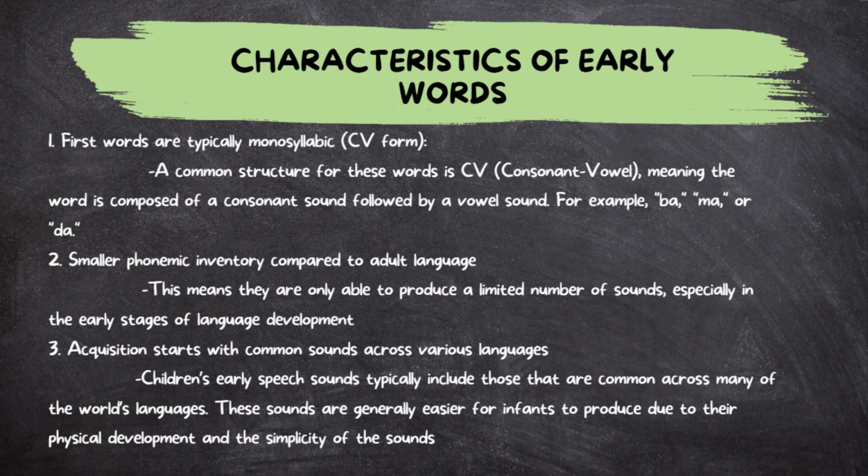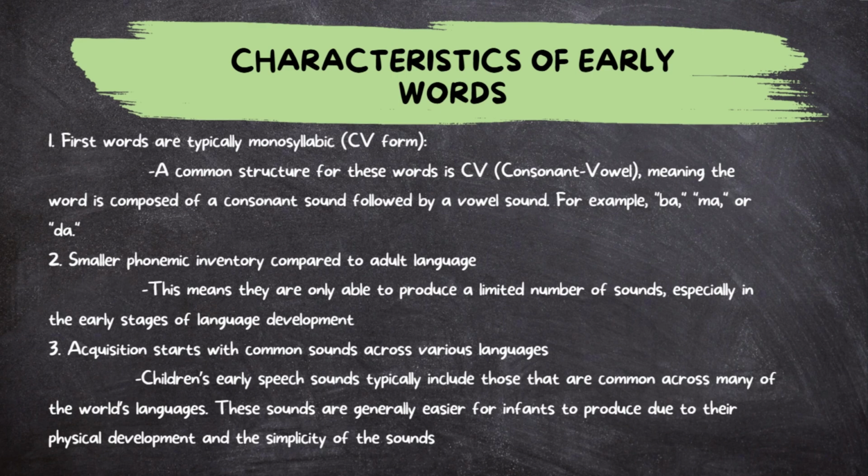Sounds like P, B, M, and T are typically acquired earlier, while others like L, R, and SH appear later as the child gains more control over their articulators like lips, tongue, and others. So this smaller phonemic inventory is part of the natural process of language acquisition, and it expands over time as the child practices and refines their ability to produce a wider range of sounds.